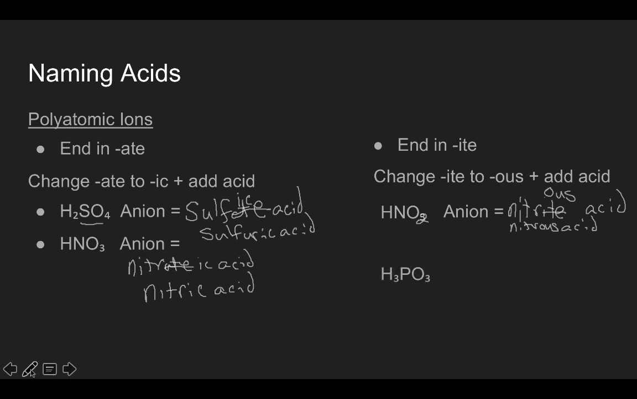Another one is H3PO3. The anion on that is phosphite. So again, we change the ite to ous, so it becomes phosphous. And again, phosphous sounds a little funny, so it's actually phosphorous acid.